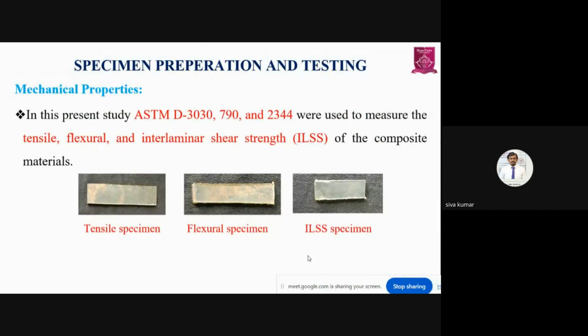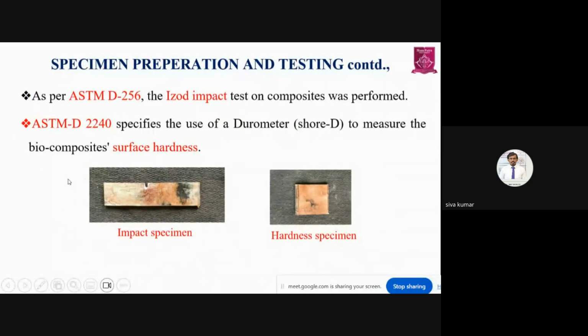Here I am representing the ASTM standards for different specimens. For polymer composites, I used ASTM D3039 for the tensile specimen, D790 for the flexural specimen, and D2344 for interlaminar shear strength. So these are the ASTM designations. For the other specimens, I used ASTM D256 for the Izod impact test specimen, and ASTM D2240 for hardness. So I used Shore D hardness testing.